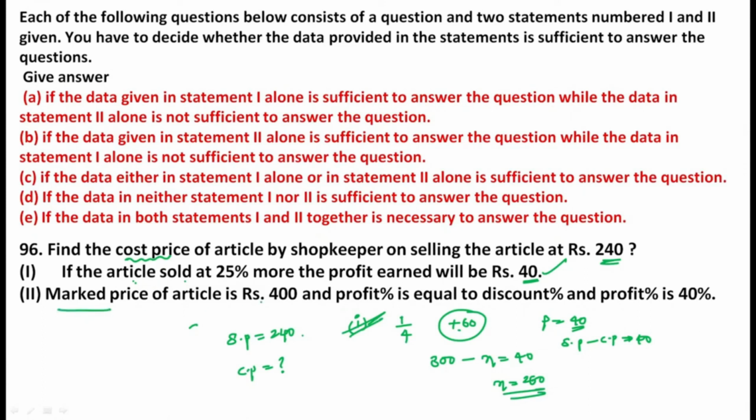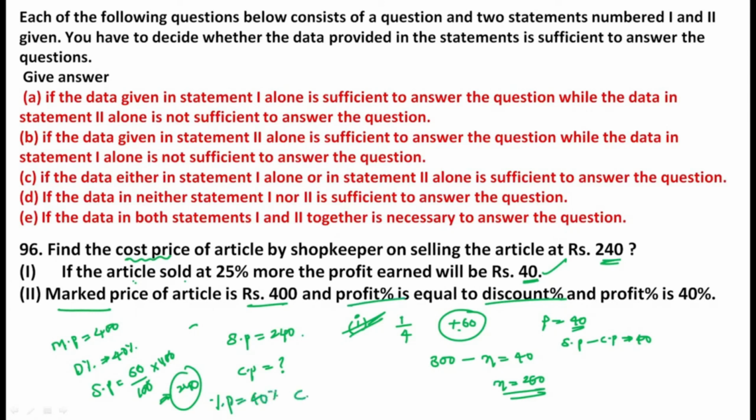Now based on 2, market price of the article is 400. The percentage of profit is equal to the percentage of discount. Now the market price is equal to 400 and the discount value becomes 40%. Now what is the selling price here? 60% of 400. Again you can get the selling price, guys. If the market price is given, you can get the selling price. So what is the selling price? You can get 240. Again the percentage of discount is equal to the percentage of profit, so percentage profit is also 40. Now definitely you can get the cost price. So by the equation, if you take any equation individually, you can get the answer. So either of these statements is sufficient.